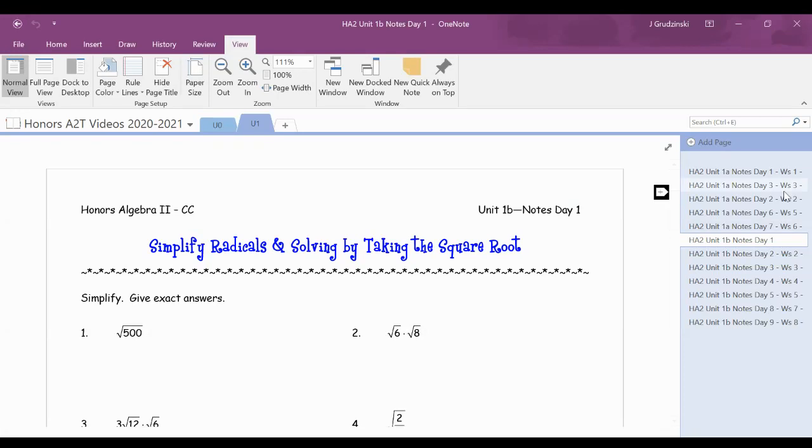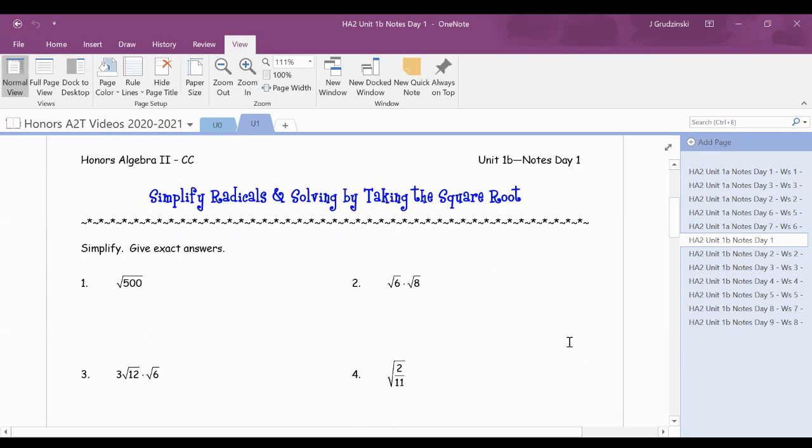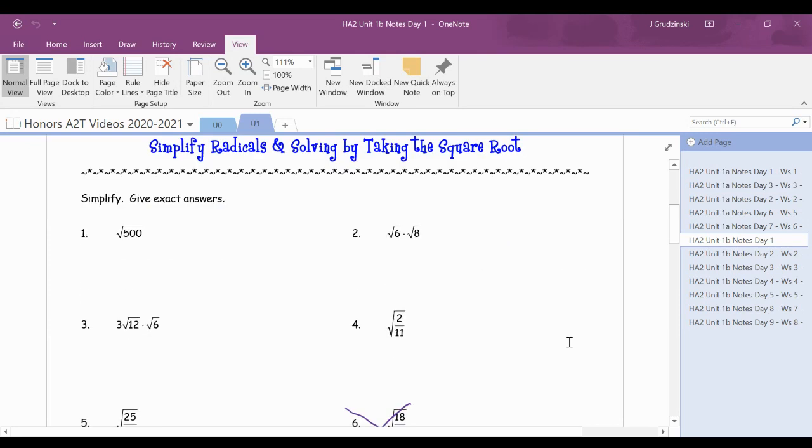Hello everybody. Today we are going to be working on day one notes, which is to simplify radicals and solve by taking the square root. So first we're just going to go through some review problems of how to simplify radicals. This is something that you should have learned before, so I'm going to go a little quickly. If this doesn't feel familiar or you're lost, just make sure you're reaching out so I can get you some extra videos to help you out.